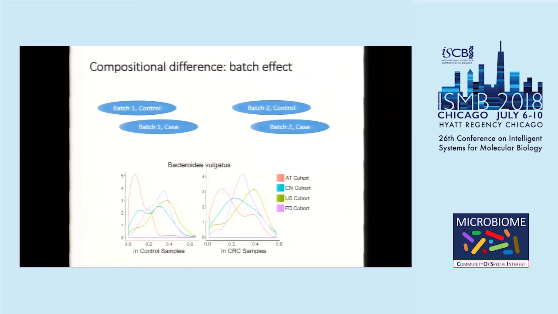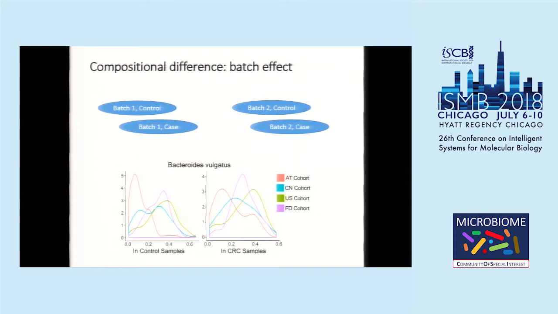We call the difference between different cohorts a batch effect. Batch effect can be caused by different platforms, reagents, or even experiments. And in most studies, the batch effect is even larger than the effects between the cases and the controls.